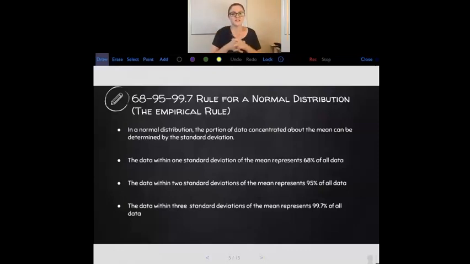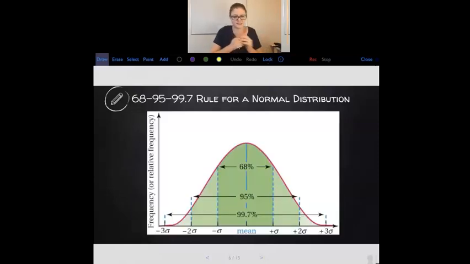So first, verbally or written, data within one standard deviation of the mean on either side of the mean, so +1 or in the other direction, represents 68% of all the data. The data within two standard deviations of the mean represents 95% of all the data, and the data within three standard deviations of the mean represents 99.7% of all the data. So what does that mean? Let's take a look at this picture.